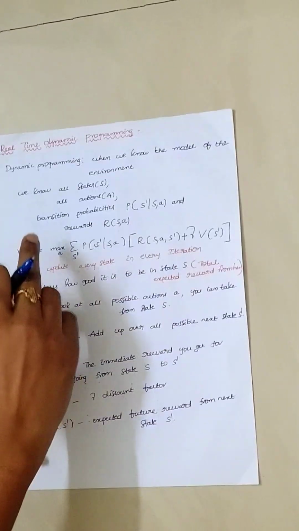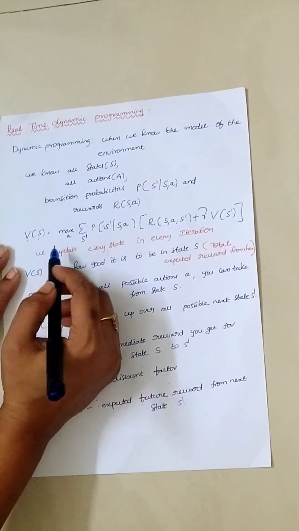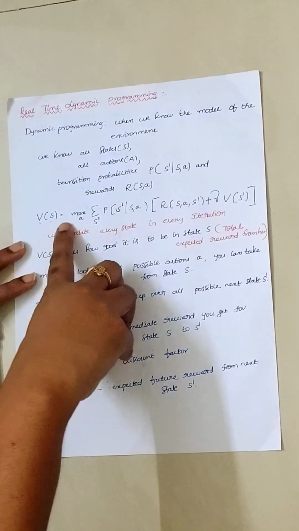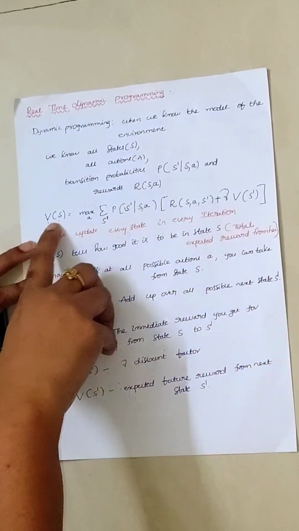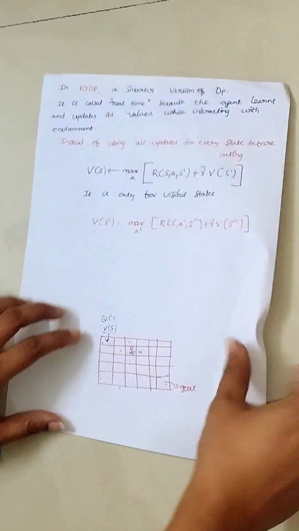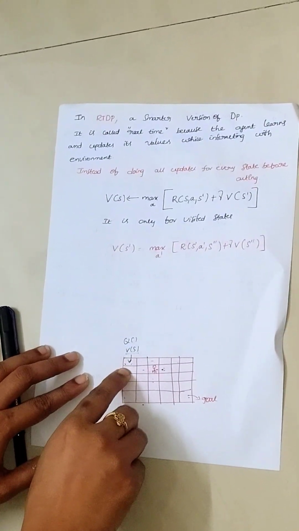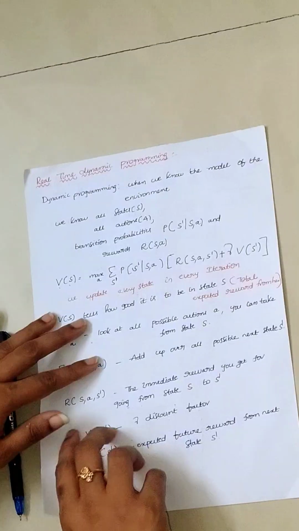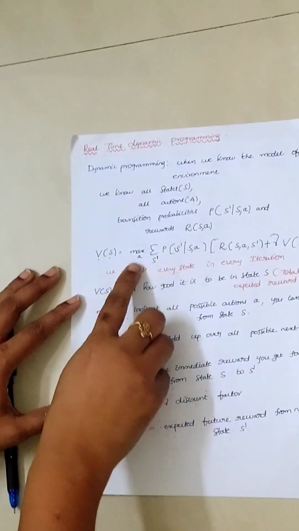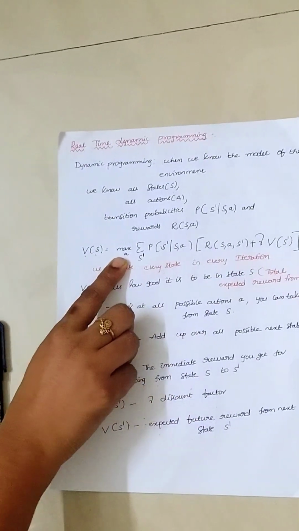Now we will see how the equation iterates in dynamic programming. Normally this is the basic equation of dynamic programming. V of s: we know for each and every grid cell we have to calculate the V of s value, the function value, Q value. How are we going to calculate max A? What is this max A?